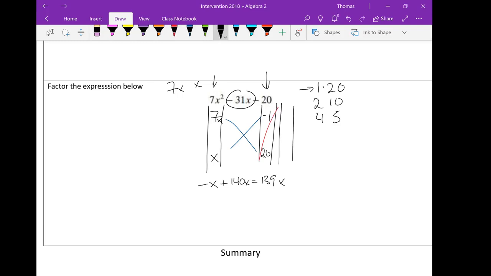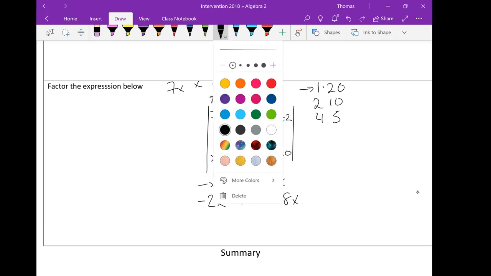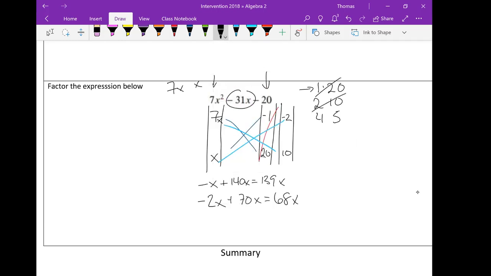How about the 2 and 10? Again, we'll just do a -2 up here and a 10 down here. If I multiply, you get -2x, and then 7 times 10 is 70x. So that would take us to 70 minus 2 or 68x. Again, it's not really what we needed. Too high. So let's try the next one. So these factor pairs haven't worked so far. Gone. Next we have 4 and 5.